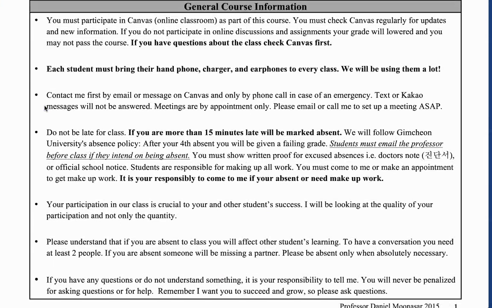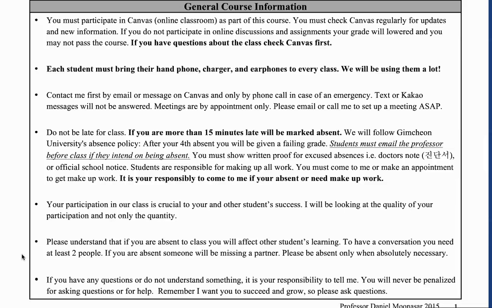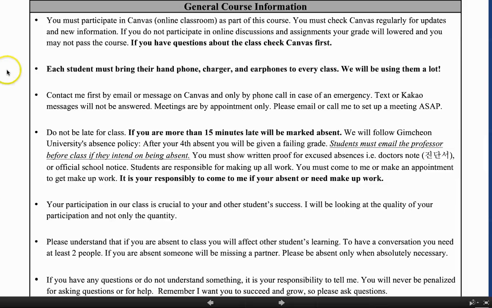Next, let's look at the general course information. Please make sure that you read all of this section. You can pause the video now and read it. Okay, let's go over it. As we said before, we'll be using Canvas. We used Edmodo last year, but we're going to use Canvas this year. So please check Canvas regularly for all updates and new information. So if I cancel class, homework change, or there's a new assignment, I'll put it on Canvas first.